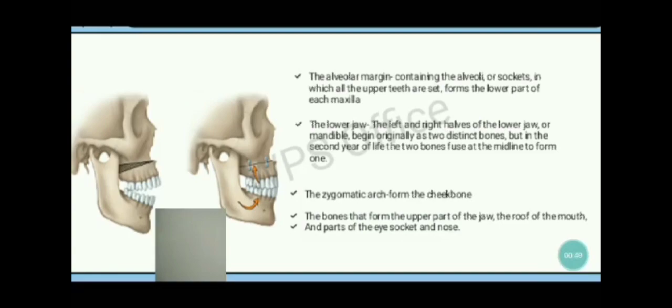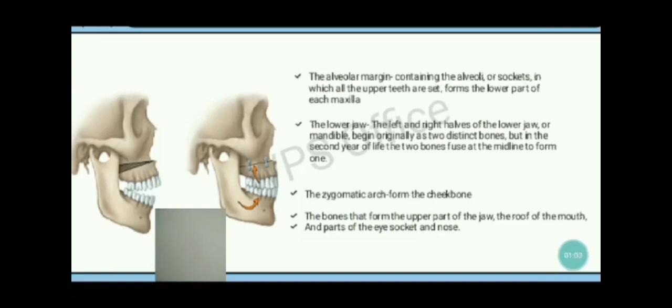So we have this alveolar margin that contains the alveoli, or the sockets in which all the upper teeth are set. It also forms the lower part of each of the maxilla. So first one, let us tackle the lower jaw.